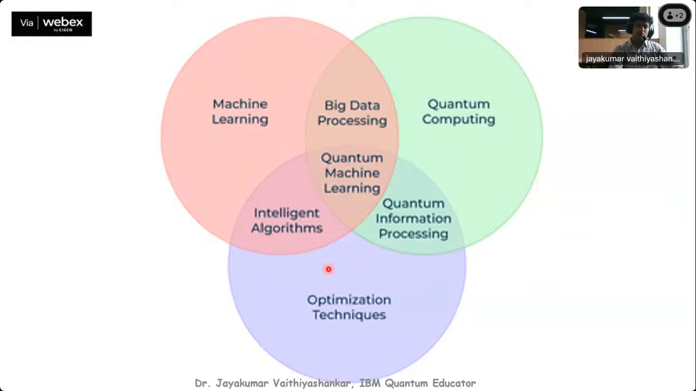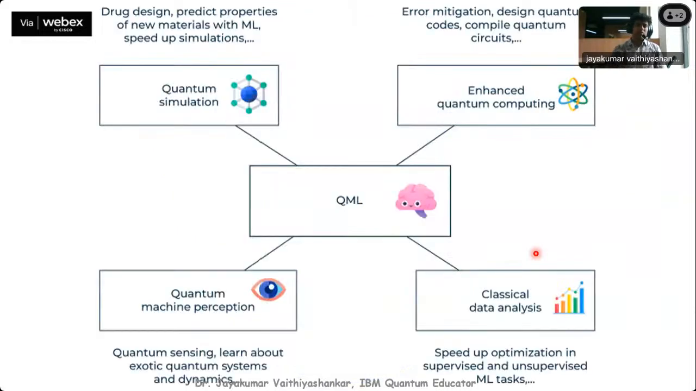Then if you have optimization techniques and machine learning, you can produce intelligent algorithms. The combination of all this will yield quantum machine learning. So it is the near future. So far we are playing with toy models. Right now, quantum machine learning is not able to compete with classical machine learning. This is the true fact you need to keep in mind. So with the help of quantum machine learning, what can we do?